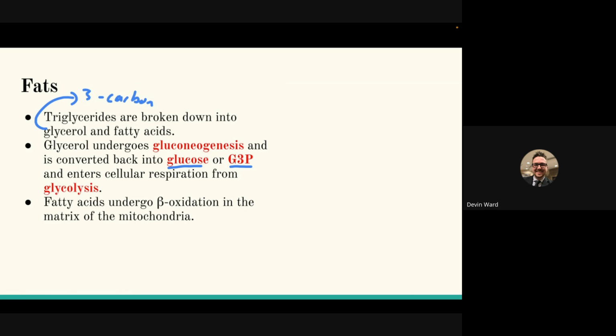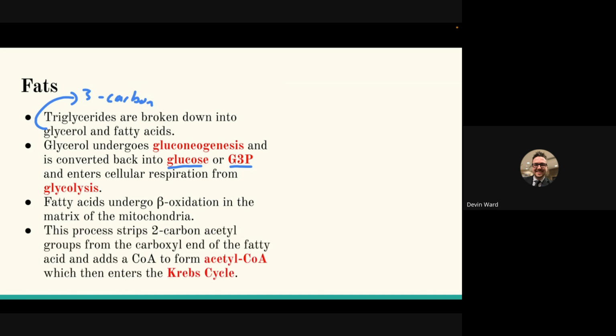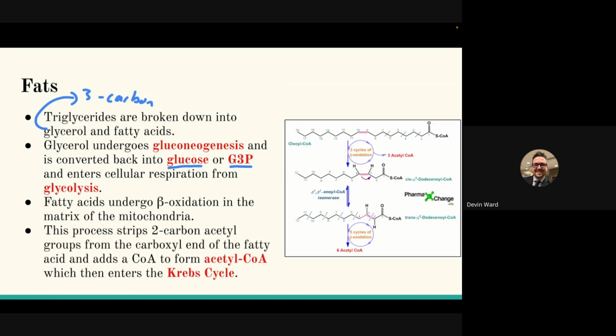The fatty acids undergo a process called beta oxidation in the matrix of the mitochondria. This process strips away 2-carbon acetyl groups from the carboxyl end of the fatty acid, and then it adds the CoA enzyme to form acetyl-CoA. Then that enters the Krebs cycle.